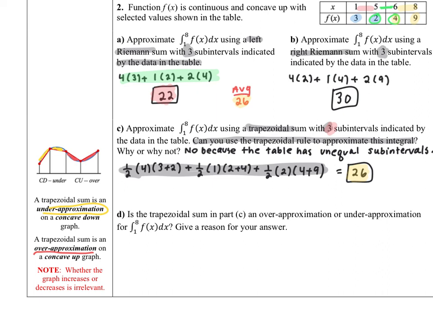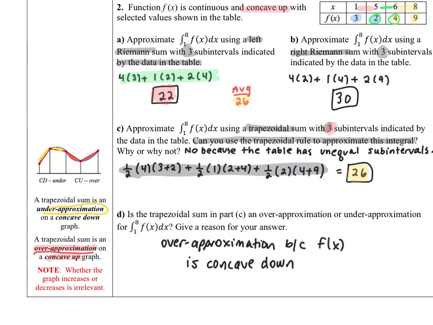It is the concavity of the graph that determines under or over with this trapezoidal rule. Note that it doesn't matter if your graph is increasing or decreasing. What I see back in the stem of the problem is this is a concave up graph, and whenever I have a concave up graph, this is going to result in an over approximation. This is how you would answer that question, to say over approximation. Your reason, give a reason for your answer, is just this part about saying your f of x is concave up, and that's all you need to say. Good luck with this, and see us if you have any questions.